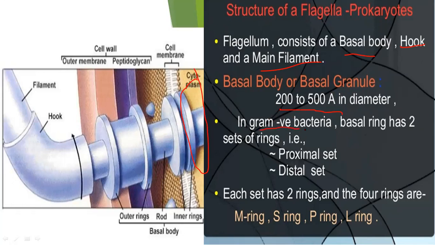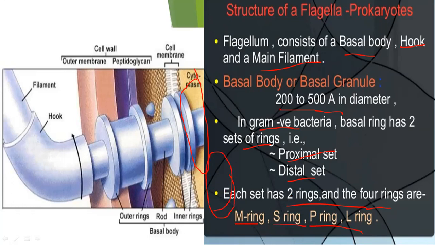In gram negative bacteria, the basal ring has two sets. You can see here the structure of gram negative bacteria, but in gram positive bacteria it has just one ring. These two sets have a proximal and distal end, so two rings in each set make four rings in total. That is the M ring, S ring, P ring, and L ring.